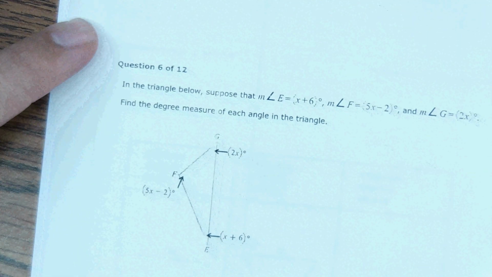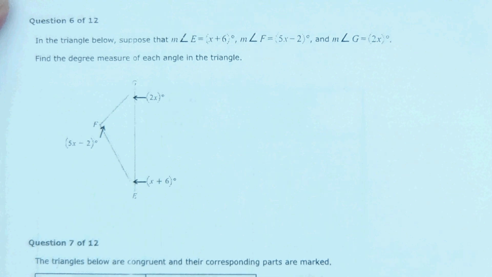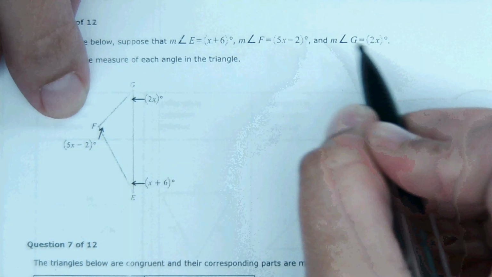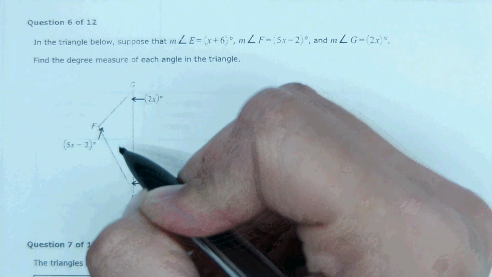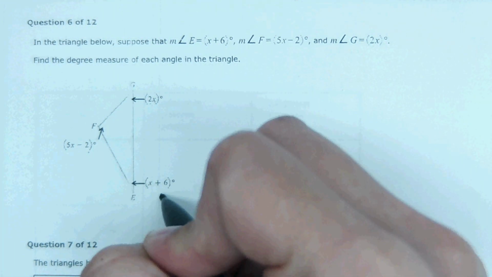Okay, number 6 right here. This one is a little bit more complicated. I'll make it easy though. It says that these angles, or these expressions, are represented by these angles. The angles of a triangle, as you know, add up to 180. So we're going to put this plus this plus this equals 180 to solve for x.